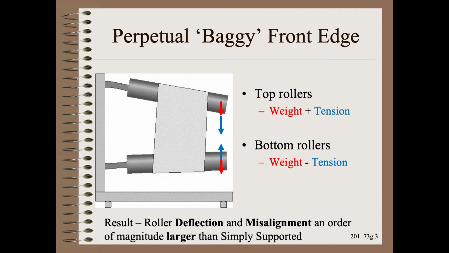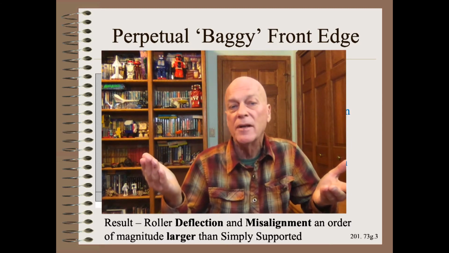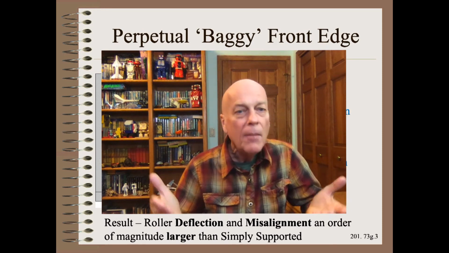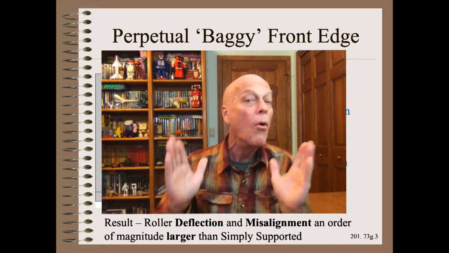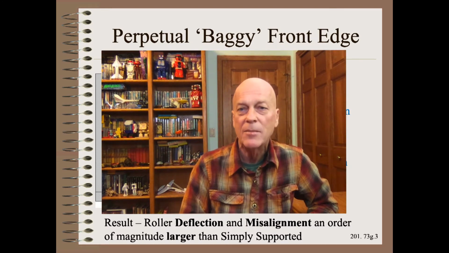As seen in the diagram, the weight and the tension force on the top roller both go down, while on the bottom they oppose each other. That means the top roller bends down a lot, while the bottom roller may bend down a little or up a little. The net result of this cantilever design choice is having both roller deflection and roller misalignment being an order of magnitude or more greater than simply supported roller of a similar size.